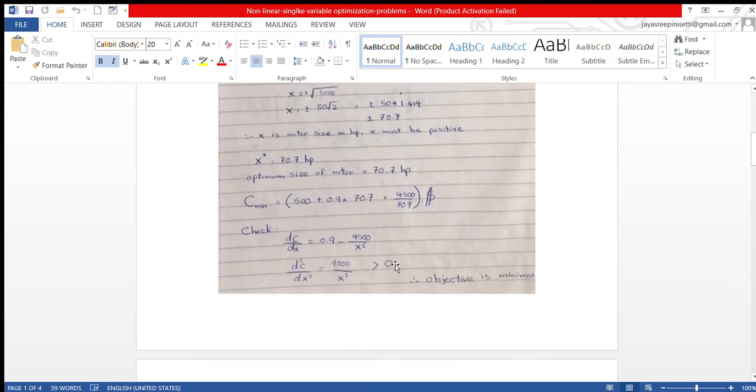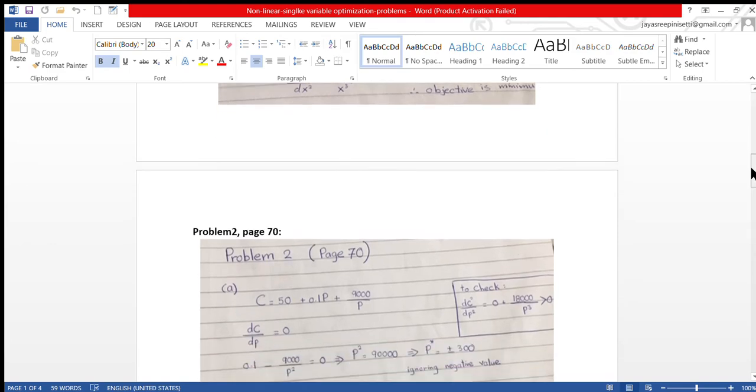So here, if you perform the second derivative from the first derivative, the second derivative d squared C over dx squared equals 9000 over x cubed. Anyway, it's positive, since x is positive, so all values are positive. So the objective is a minimum. We found the minimum. That's what it means. I hope you all understand.